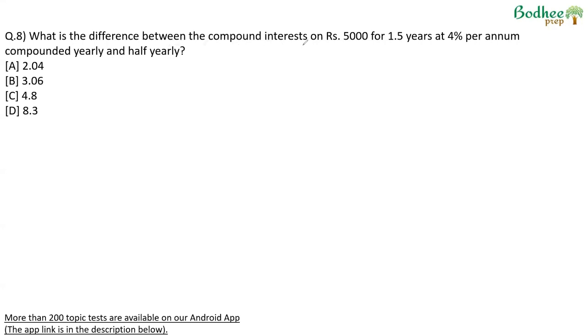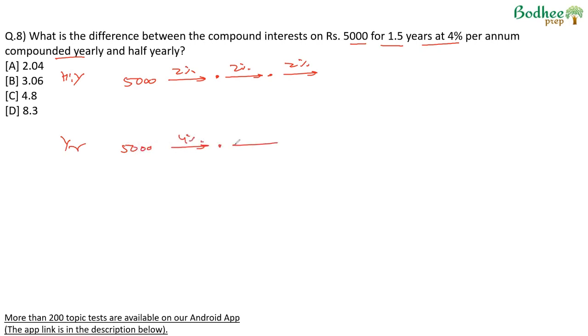What is the difference between the compound interests on rupees 5,000 for 1.5 years at 4% per annum, compounded yearly and half yearly? When compounded half yearly, on 5,000 we will get 2% in the first 6 months, then again 2%, and then again 2%. This will be 1.5 years. Compounded yearly, on 5,000 we will get 4% in the first year, and then 2% in the next half a year. So this is 6 months, 6 months, 6 months. This is 1 year, and then 6 months.